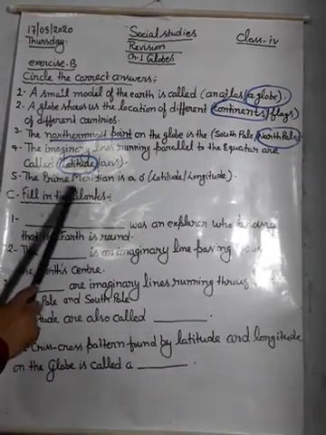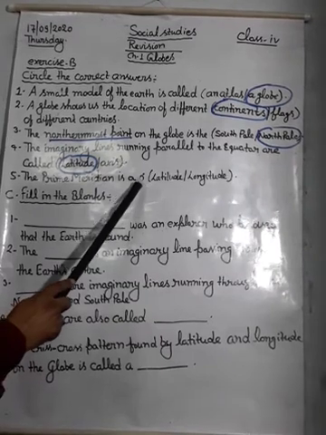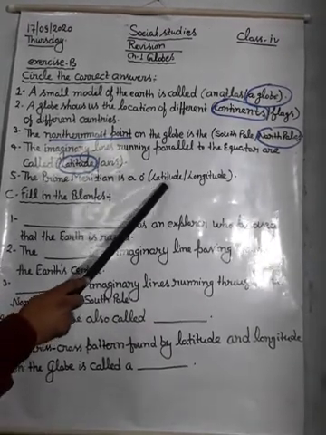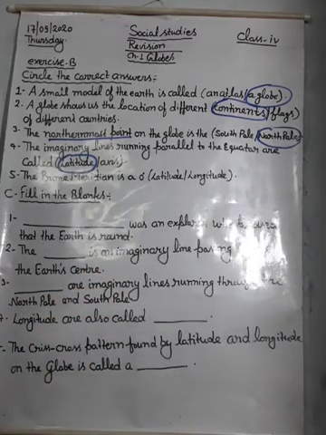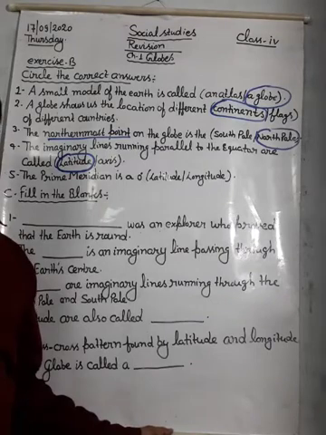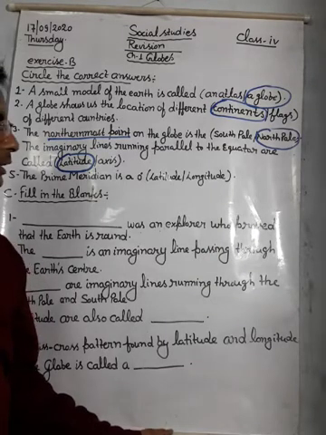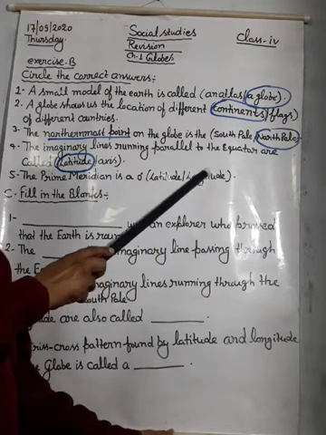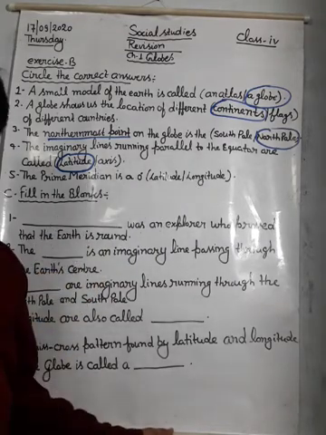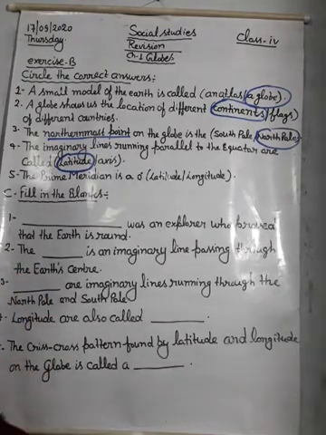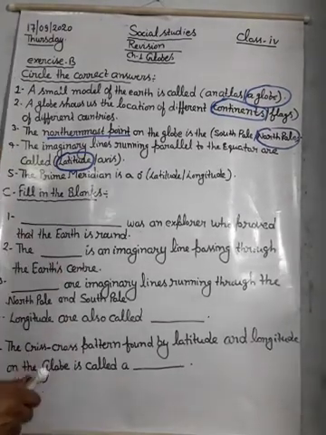Next is: the prime meridian is a 0 degree latitude or longitude. Dear student, meridian means longitude. You can say longitude, meridian. Meridian means longitude. So answer 5 will be longitude.